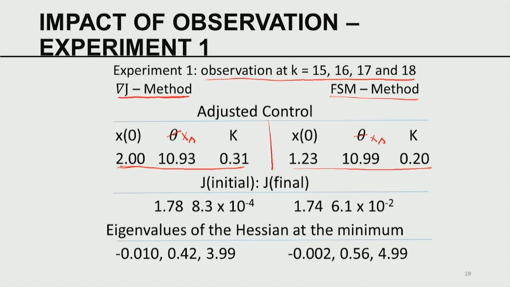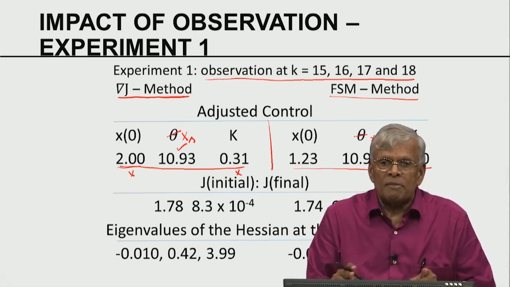In the case of 4DVAR, the initial condition it didn't recover correctly. There is an error in the parameter recovery as well. The actual parameter is 0.2, but the sea surface temperature it recovered reasonably closely. So this is good, but these two are not good. So this gives you a relative comparison of the performance of the two methods.